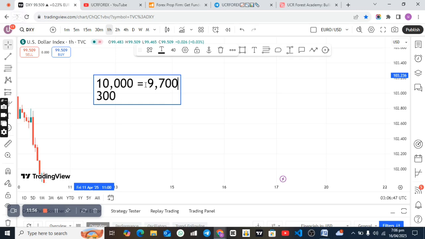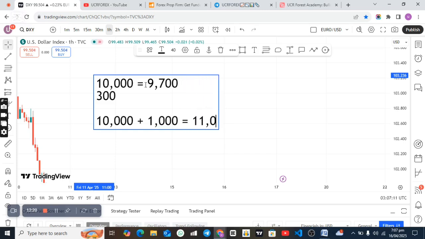Let's say that you bought the account and the first trade you took gave you $1,000, a 1,000 USD profit. Now this means that your starting balance was 10,000 USD, and with the new profit you have already made, it was plus 1,000. Now the new balance will be 11,000. So when the trailing drawdown wants to work, it's going to work this way.